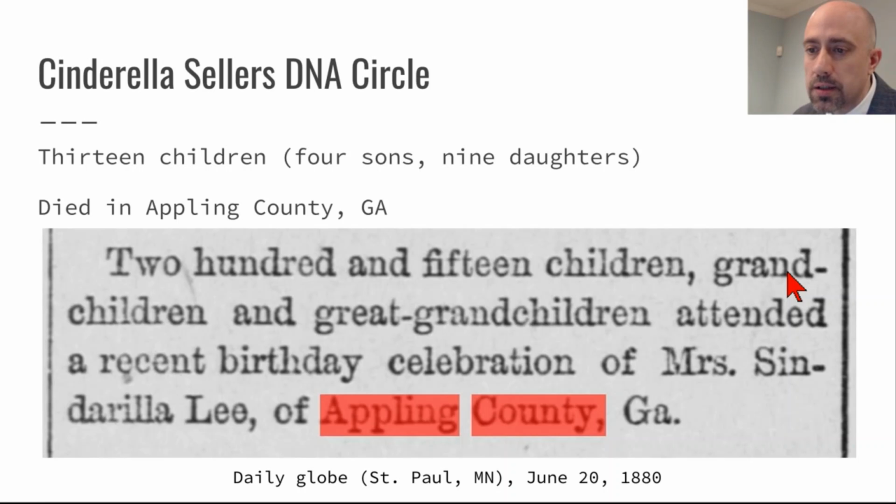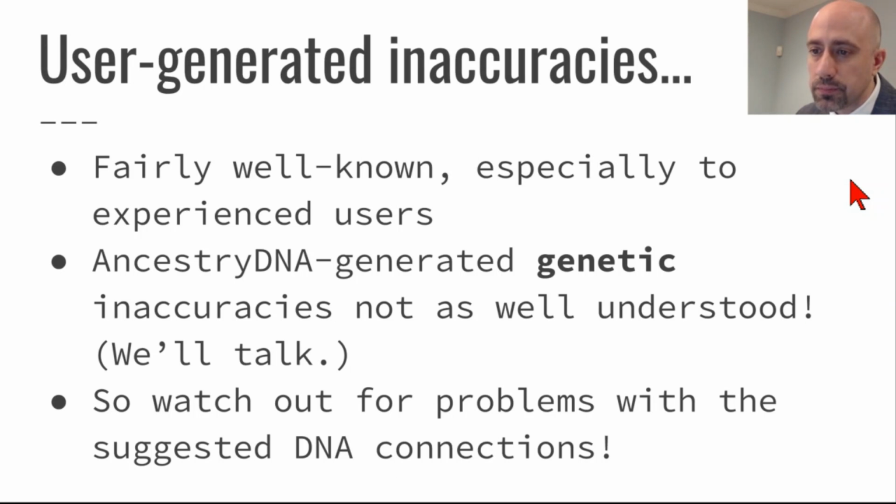Here's some correct biographical information. She had 13 kids. She had a large family. She died in Appling County, Georgia, in contrast to the information reported in the DNA circle.